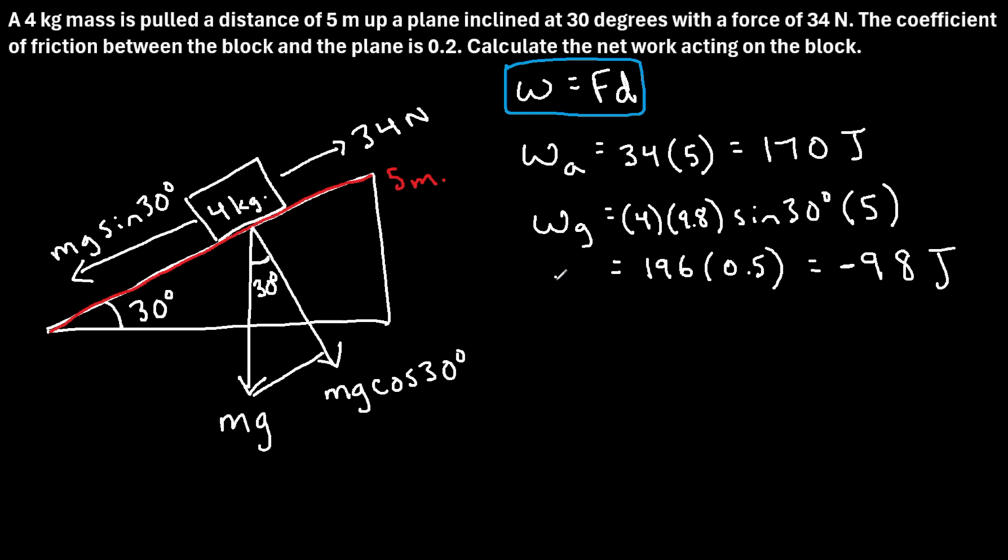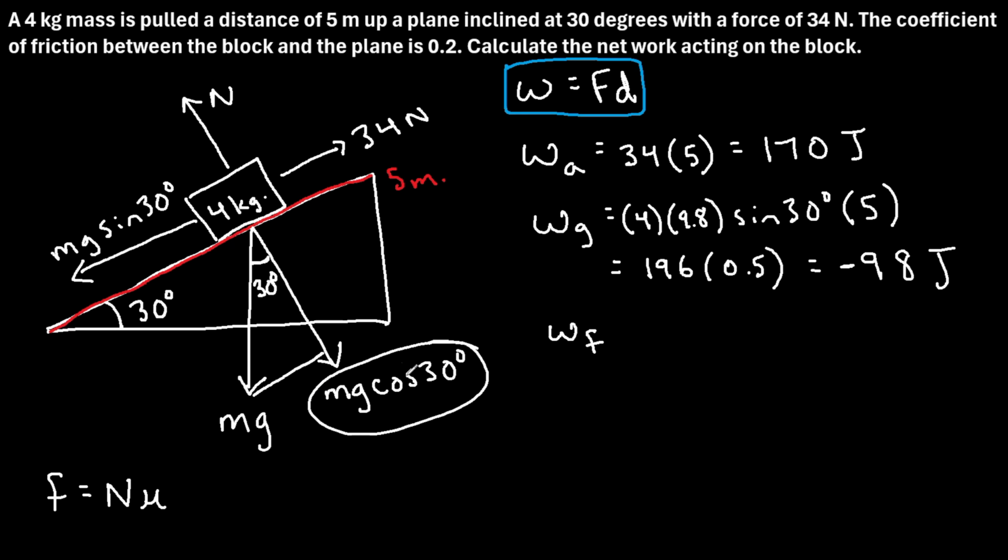Okay, the last value of work we have to calculate is the work done by friction. So one other formula we need to know is that the force of friction, let's call that little f, is going to be equal to the normal force multiplied by mu, the coefficient of friction. So we're told the coefficient of friction is 0.2, but what is n, the normal force? Well, the normal force is going to be the force that directly opposes this perpendicular component of gravity. So the normal force will be acting in this direction, let's call it n, and it will have the exact same magnitude as the perpendicular force. So it's simply going to be equal to m times g times the cosine of 30 degrees.